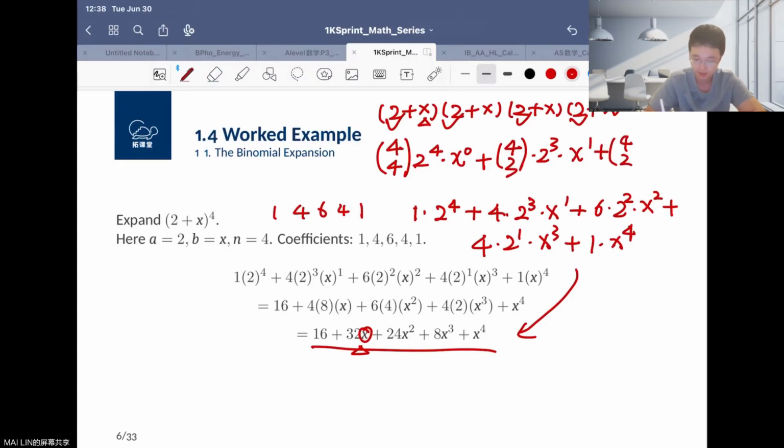And also you can write that 4C2 times 2 squared times x squared, and then choose 4C1, 2 times x cubed, and then choosing 4C0 as 2 to the power of 0 times x to the power of 4, right?